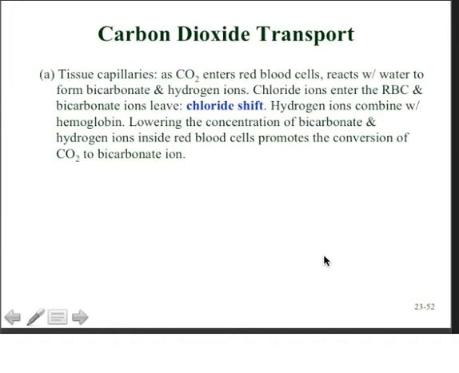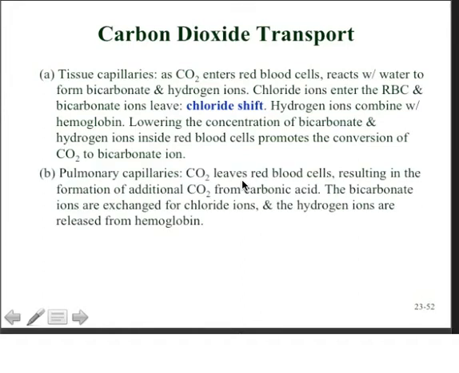The hydrogen ions combine with the hemoglobin, and this lowers the concentration of bicarbonate, and hydrogen ions inside the red blood cell promote again the conversion of CO2 to bicarbonate. In the pulmonary capillaries, the CO2 leaves the red blood cells, and this results in formation of additional CO2 from carbonic acid. The bicarbonate ions are exchanged for chloride ions, and the hydrogen ions are released from the hemoglobin.